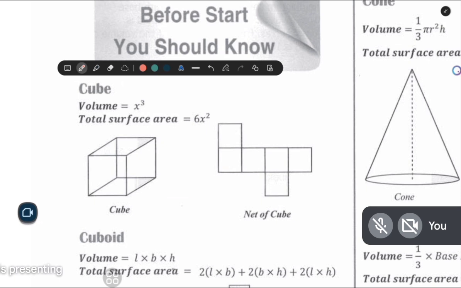So, what are 3D shapes? Any clue, any prior idea about what 3D shapes are?